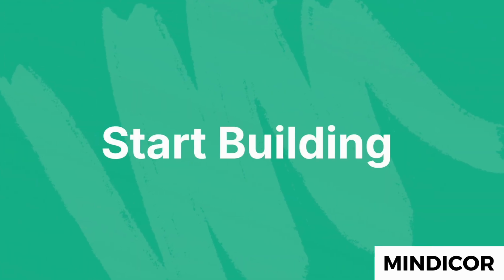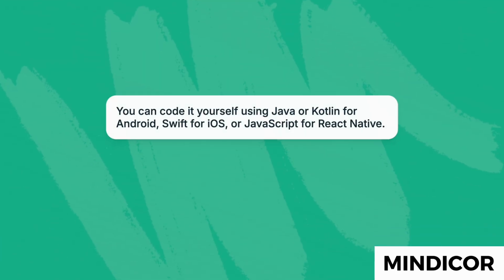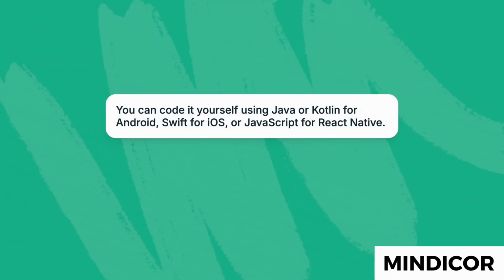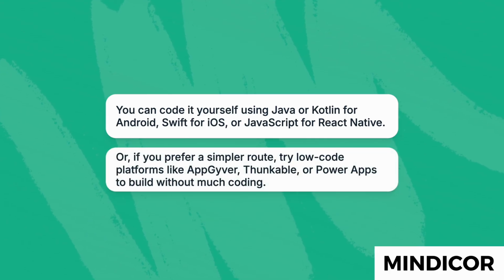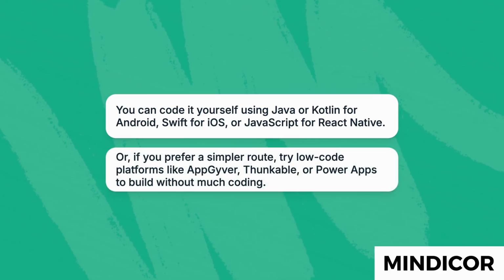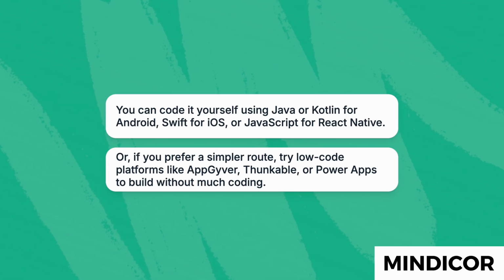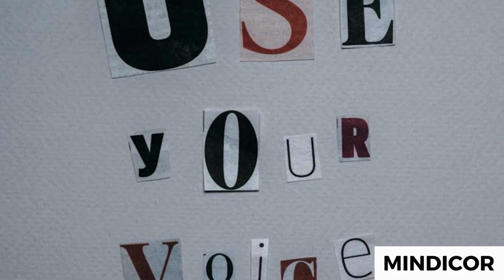Start building. It's time to start building. You can code it yourself using Java or Kotlin for Android, Swift for iOS, or JavaScript for React Native. Or, if you prefer a simpler route, try low-code platforms like AppDriver, Thunkable, or Power Apps to build without much coding.